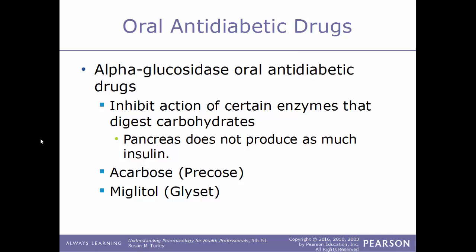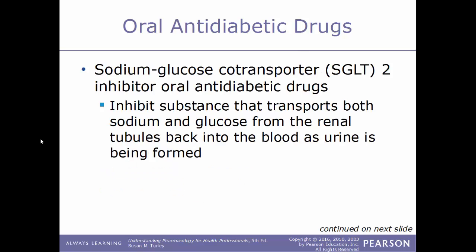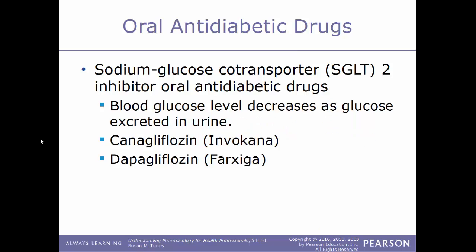the trade name Glyset. The other type of oral antidiabetic drug, sodium-glucose cotransporter 2 inhibitor antidiabetic drugs. These are also known as SGLT2 inhibitors. And these work because they inhibit the transport of both sodium and glucose from the renal tubules back into the blood as urine is being formed. So when this happens, blood glucose levels decrease as glucose is excreted in urine. And some examples of this type of drug would include canagliflozin, sold under the trade name Invokana, and the drug dapagliflozin, sold under the trade name Farxiga.